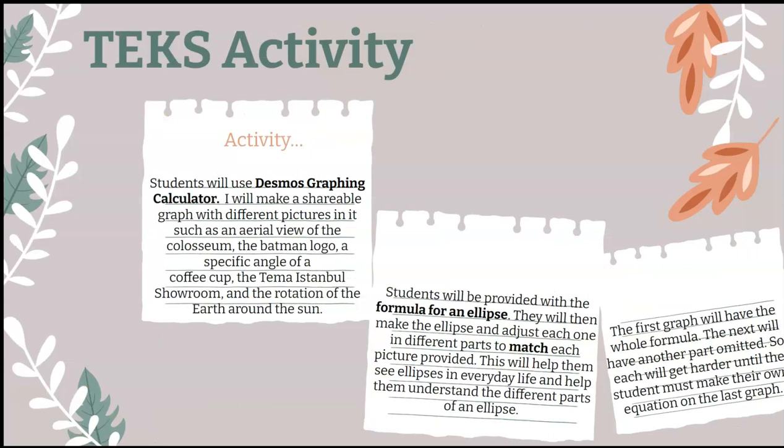So for my TEKS activity, there's a lot of words here, but bear with me. What I'm envisioning is the students will go online to the Desmos Graphing Calculator, which is a free online mathematics site, and I will have several different shareable graphs with different pictures in them. There'll be pictures of an aerial view of the Colosseum, the Batman logo, a specific angle of a coffee cup, the Tima Istanbul showroom, and the rotation of the Earth around the sun. With these pictures, I want these students to see that there are ellipses in everyday life, all around us, everywhere we look.